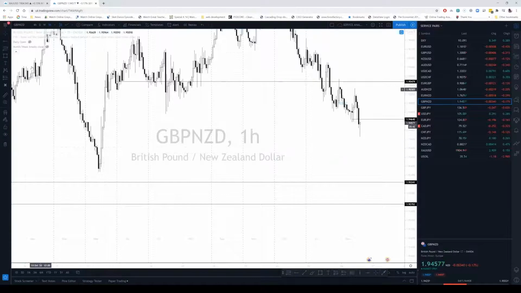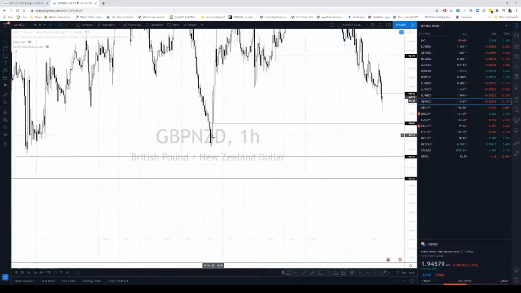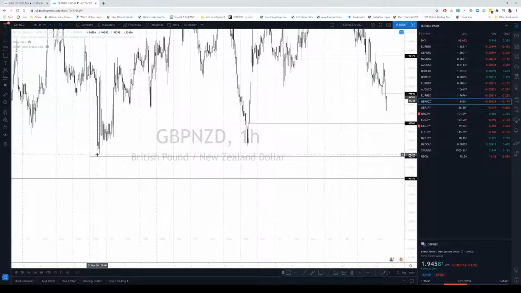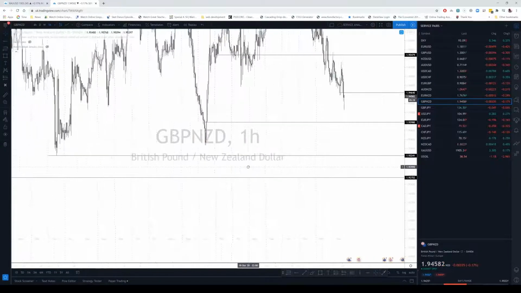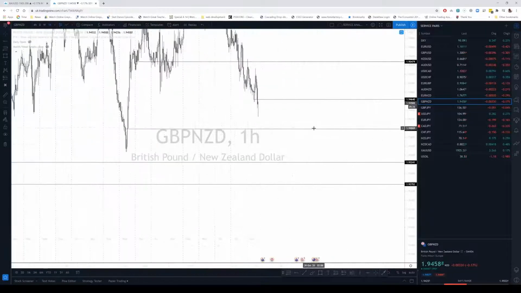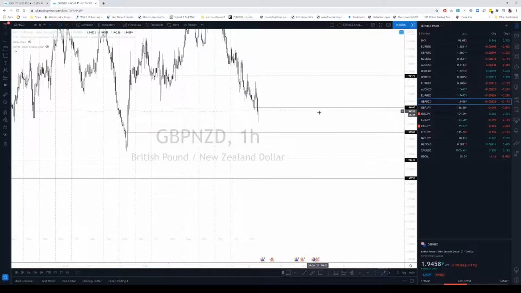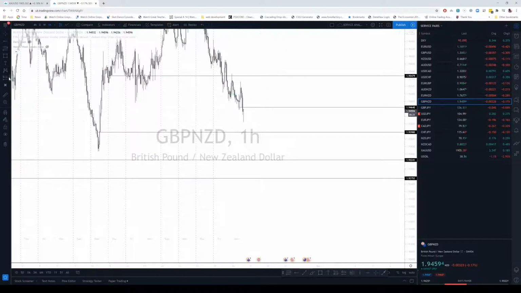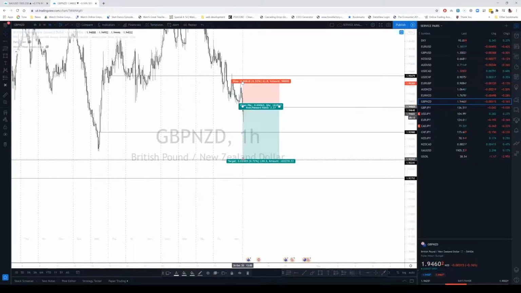You could target this level based on the hourly. You could target this level, and then you let the rest run for this equal low, that low and that low, into the down candle on the daily. So you could look for potential continuation to the downside. I'll leave my stop up here, 61 pips for this. It's not bad.